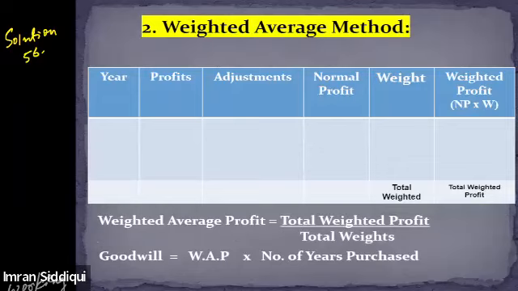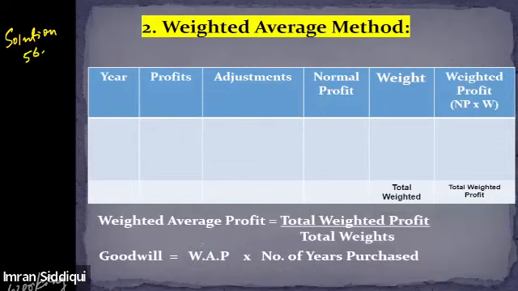Okay, so see, this is the formula for calculating goodwill by the weighted average profit method. The main formula is weighted average profit. Just like in the previous formula, we used to multiply the average profit with the number of years' purchase. This time, we need to calculate weighted average profit, and whatever weighted average profit we get, we'll multiply it with the number of years' purchase and get the total value of the goodwill. The only difference in the formula is that instead of multiplying with the average profit, we will be multiplying with the weighted average profit.